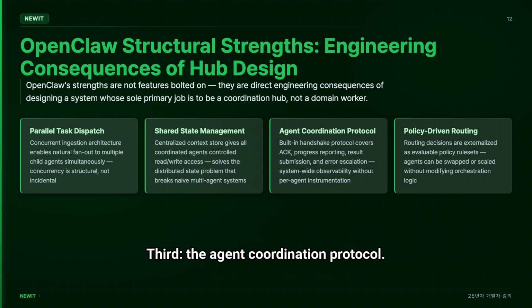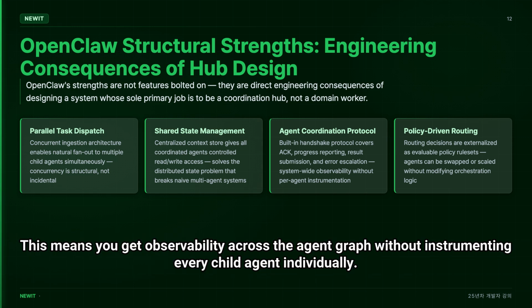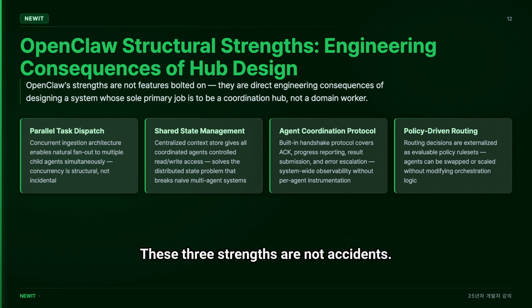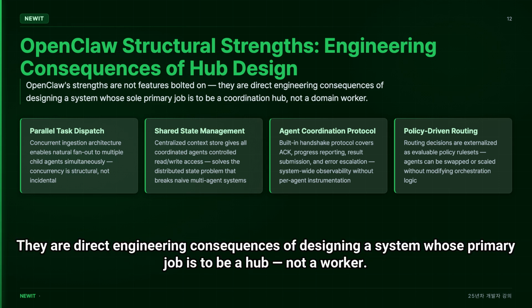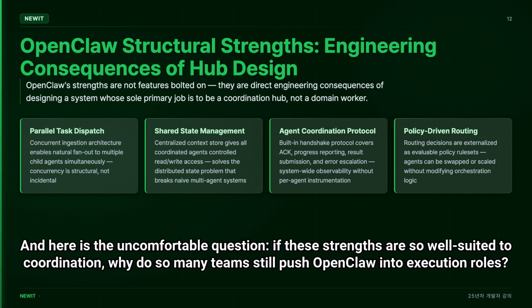Third, the agent coordination protocol. OpenClaw implements a structured handshake between orchestrator and child agents: acknowledgement, progress reporting, result submission, and error escalation, all built into the dispatch protocol. This means you get observability across the agent graph without instrumenting every child agent individually. These 3 strengths are not accidents. They are direct engineering consequences of designing a system whose primary job is to be a hub, not a worker. That distinction matters enormously.